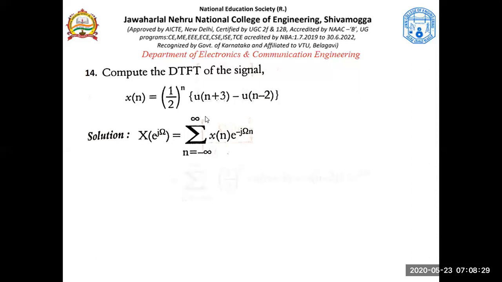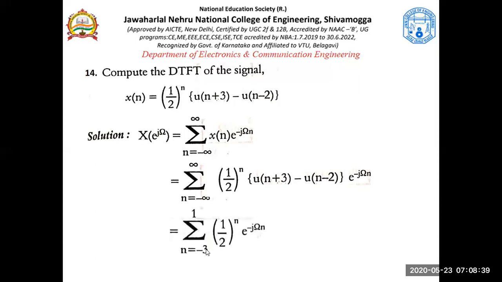Let's substitute the given signal here. In the next step, this has to be 1 over some range, and it is minus 3 to 1. Most students misunderstand this. If it is continuous in time, u of t plus 3 minus u of t minus 2, then it is from minus 3 to 2. But since this is discrete in time, it is from minus 3 to 1. That's why this is taken from minus 3 to 1. So this signal is 1 from minus 3 to 1.